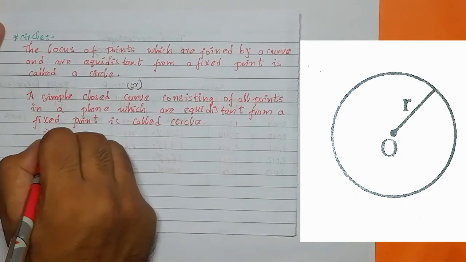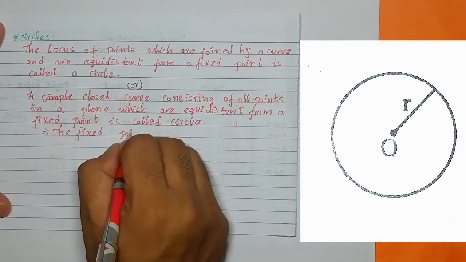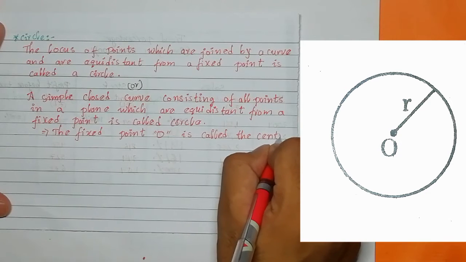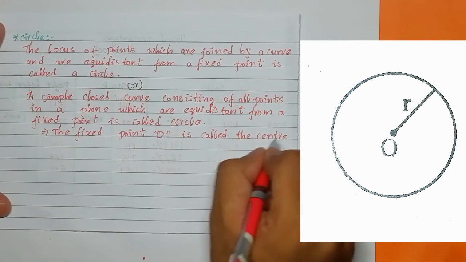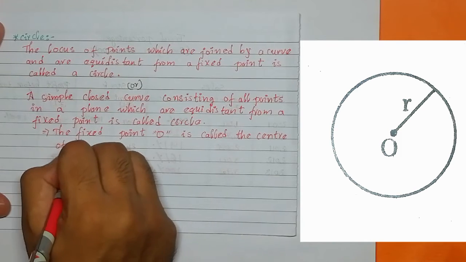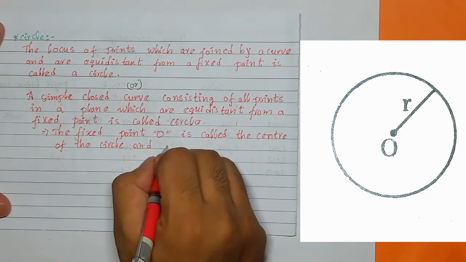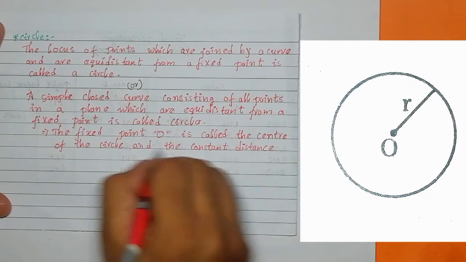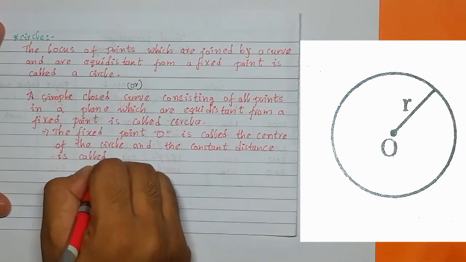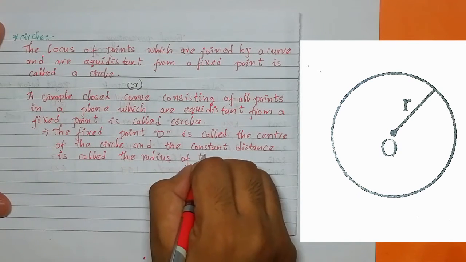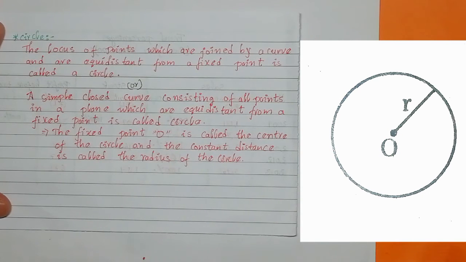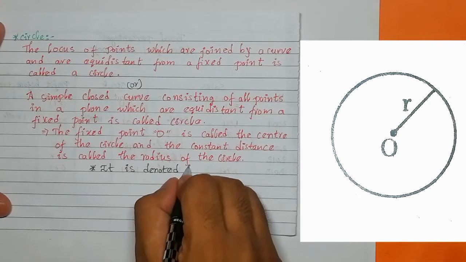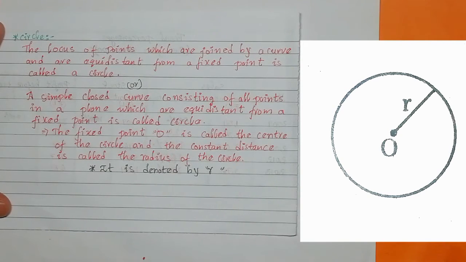Here the fixed point O is called the center of the circle, and the constant distance is called the radius of the circle, and it is denoted by R. R means radius of the circle.